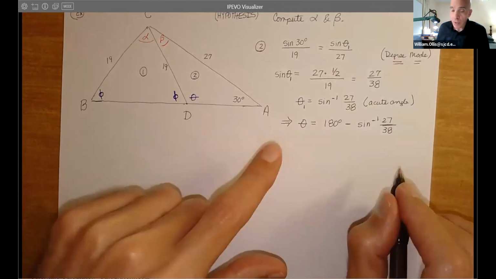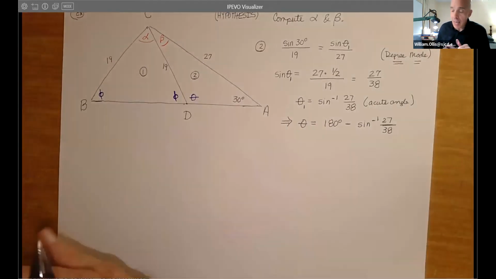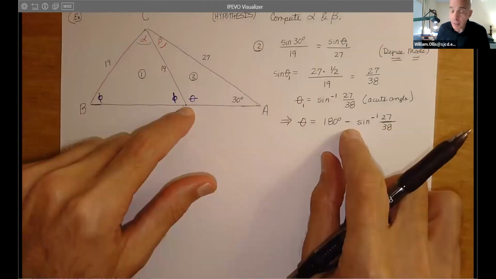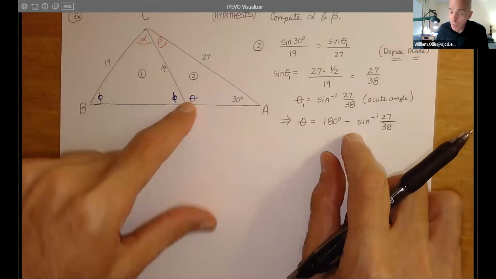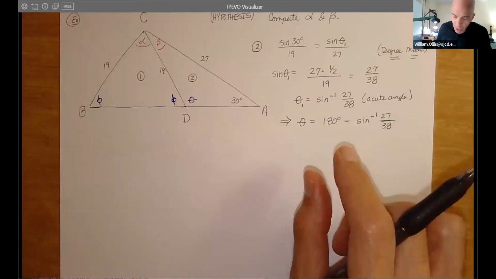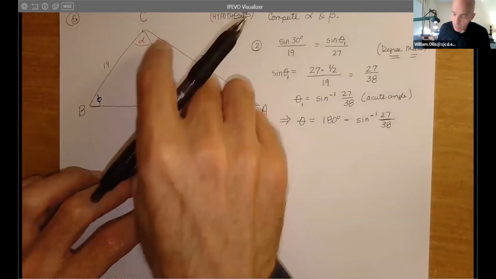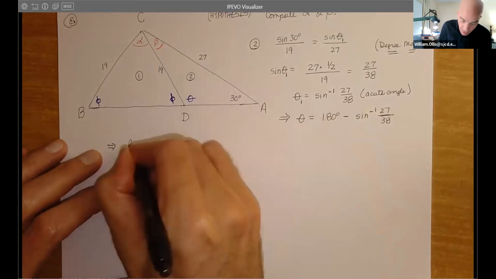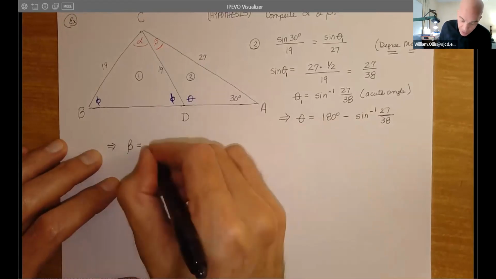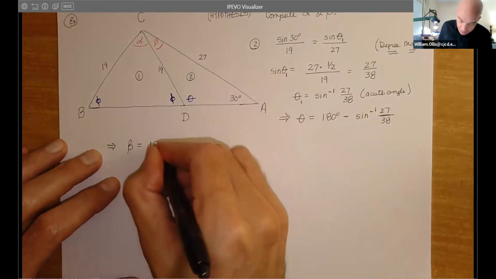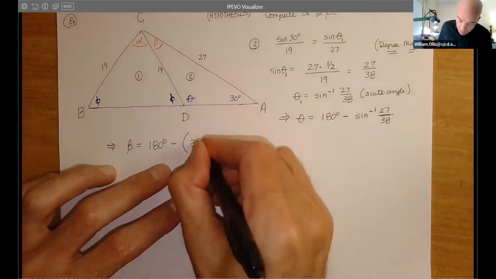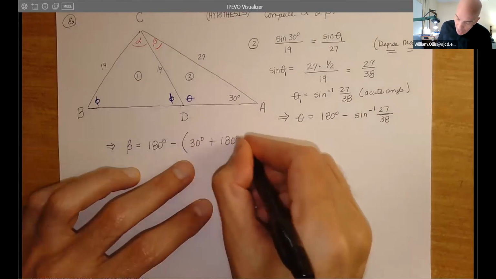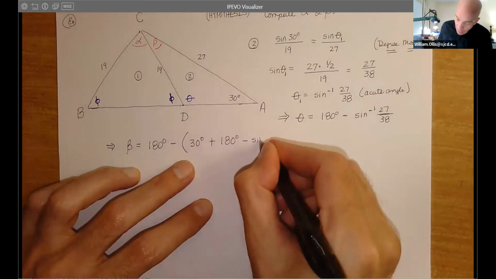So the key here is that we have to think about this as being a computation that respects the arithmetic here. So we need the obtuse angle. And so now notice, if we add all these angles, we get 180 degrees. So that's exact. So this implies that beta will now be 180 degrees minus the other 2. So that'll be 30 degrees plus 180 minus inverse sine of 27.